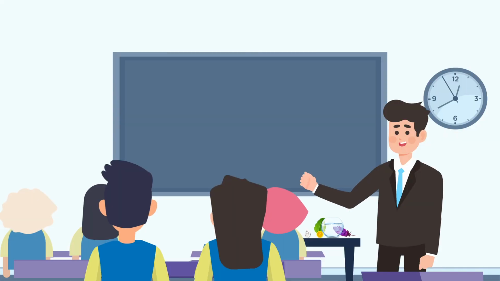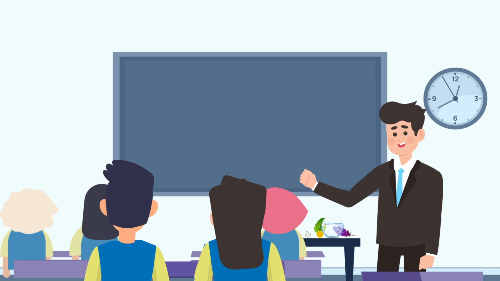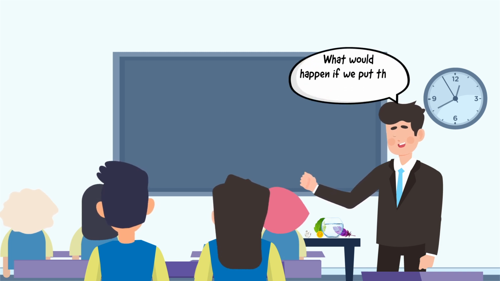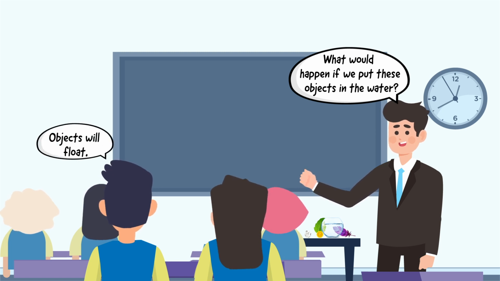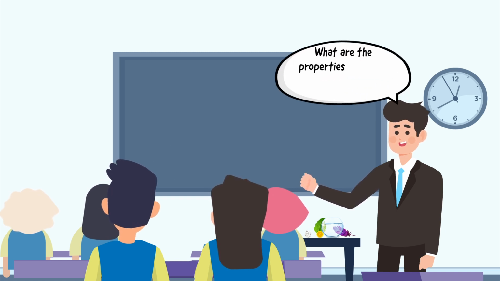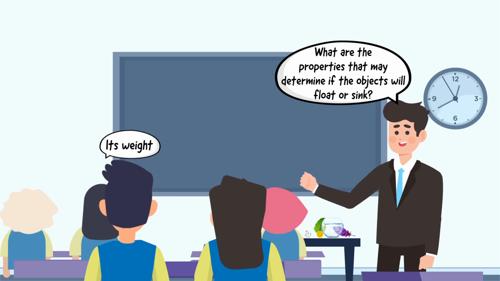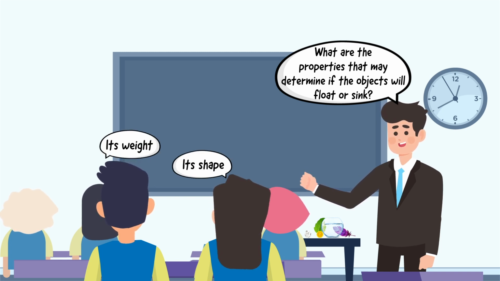We will begin by placing the tub of water on the table and ask, what is the color of the water? Students may respond blue or transparent. Next, we will ask, what would happen if we put these objects in the water? They will say that the objects will float or sink. We will ask, what are the properties that may determine if the objects will float or sink? The students may respond, its weight or its shape.